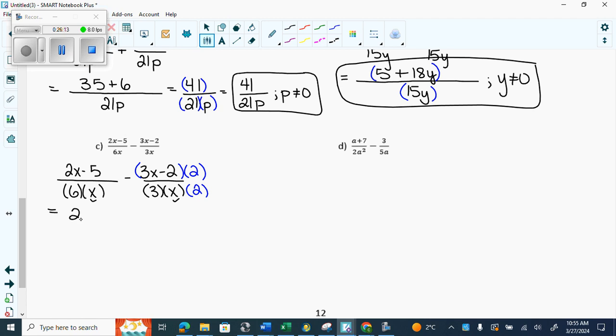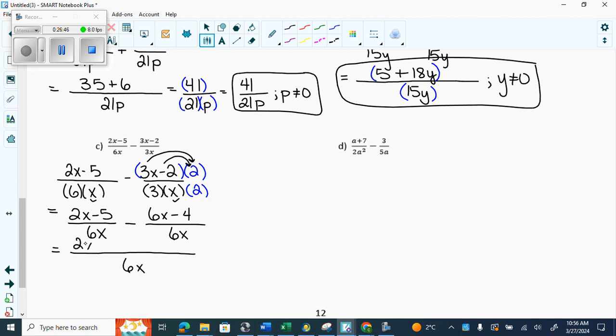So I get (2x minus 5) over 6x minus (6x minus 4) over 6x. Step 1 done. Common denominator, correct? Step 1, common denominator. Step 2, write over 1 denominator. Yes? Do you see the steps never change for me? So I'm going to get 2x minus 5 minus 6x plus 4, because minus a minus 4 makes a plus 4.